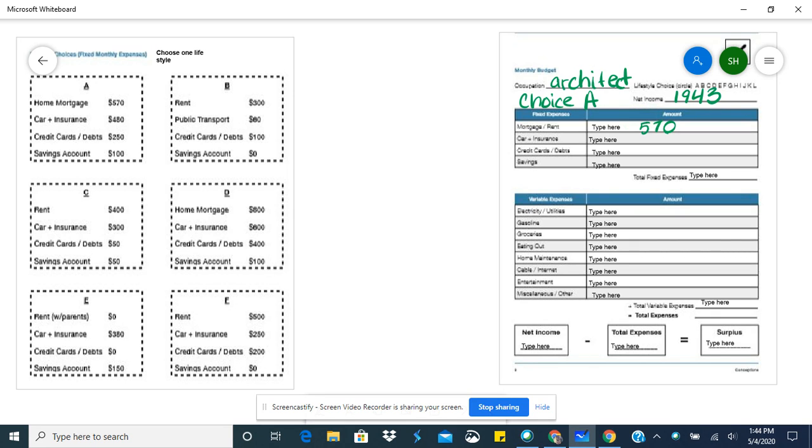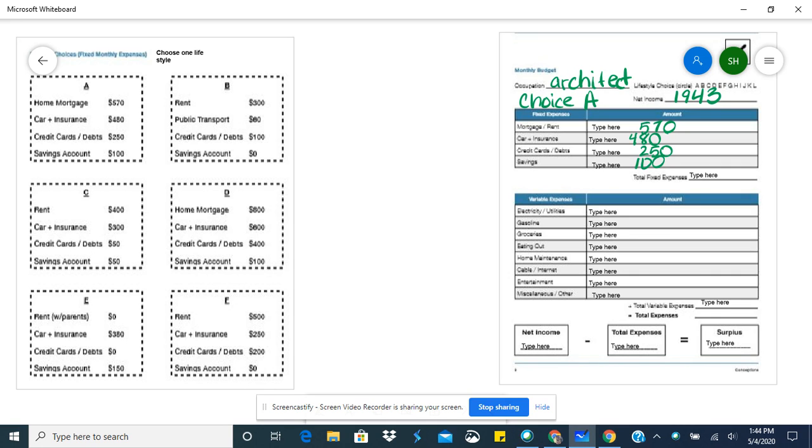My second monthly cost is my car insurance and my car itself, because most of you will have a car payment. That's $480. My credit cards are $250, and my savings account is $100. So here we are, right? We're ready to go. The first thing you have to do with those numbers is figure out what your total fixed expenses are. Fixed expenses are what is the same every single month.